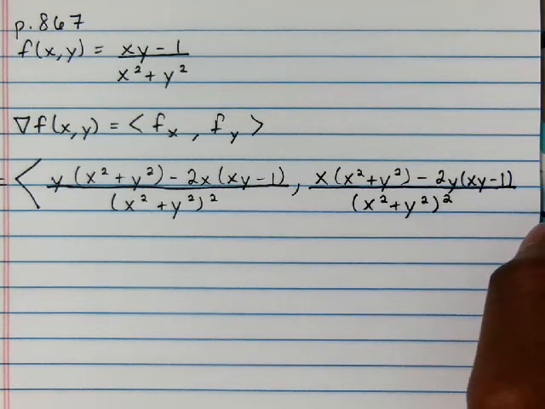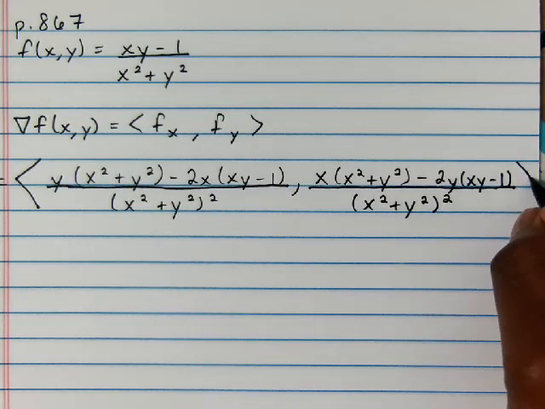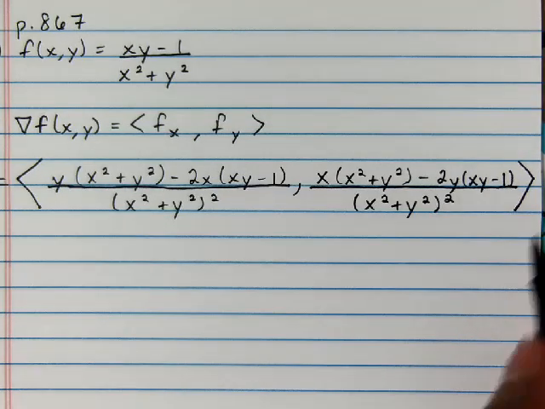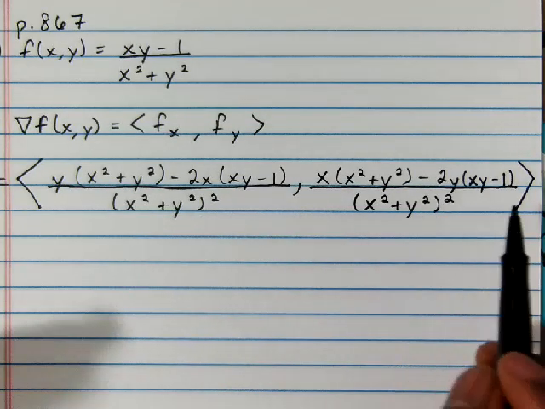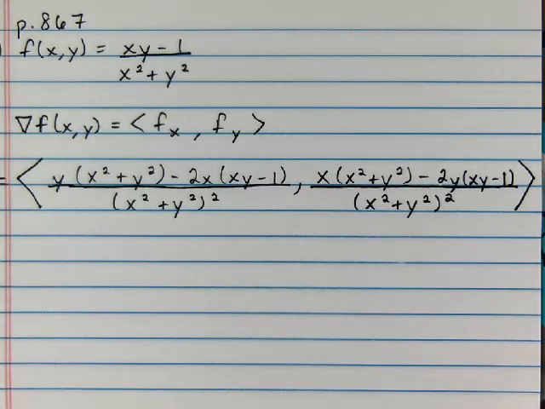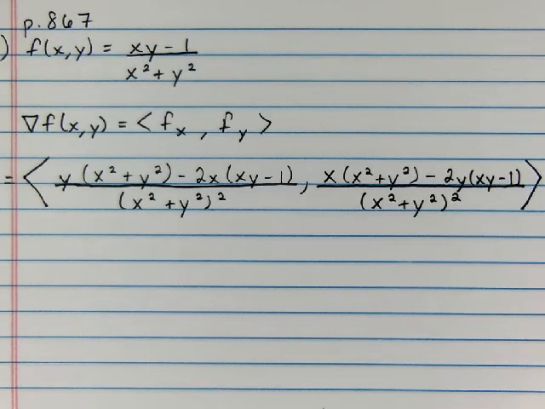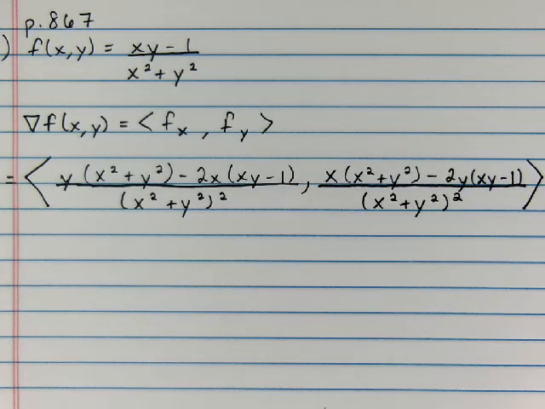So again, please keep in mind that the gradient is a vector. So the fact that these have the same denominator doesn't matter. You're not adding these or doing anything like that with them. All right, so that's it for just finding the gradient vector. They didn't ask for directional derivative, so there's nothing else to do on that problem.